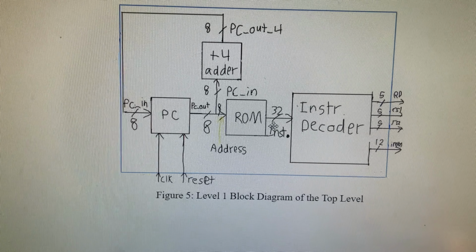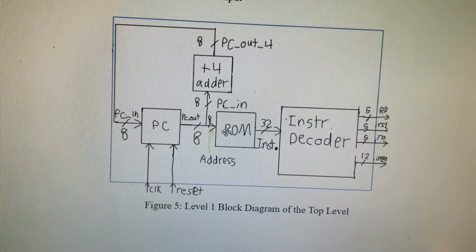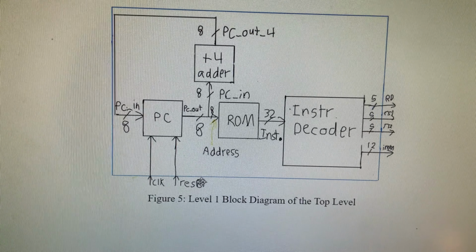The output of the ROM is 32 bits, and this is going to be the instructions for the R and the I type instructions. We're also going to need to input an address.